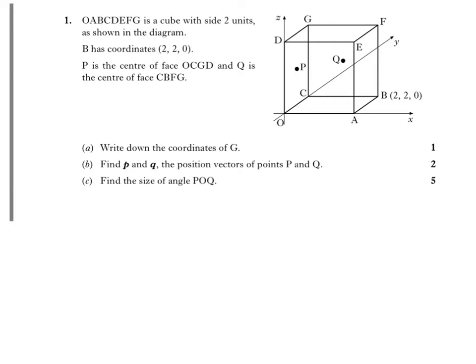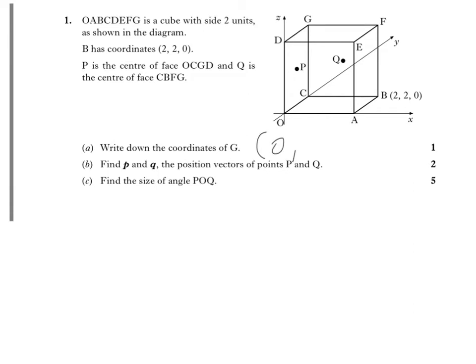Remember, for 3D coordinates, the x coordinate is going along the way, the y coordinate is your sense of depth, and the z coordinate is up and down. So for the coordinates of G, we can see that from the origin we don't need to move along at all to get to G. So it's definitely got an x coordinate of 0.